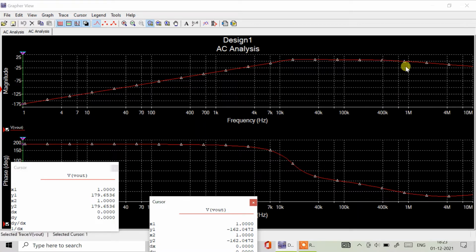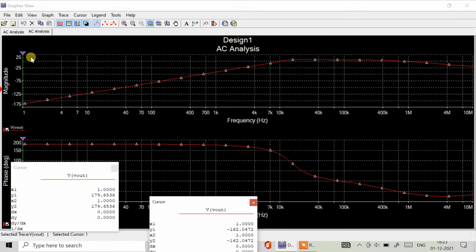And this particular thing is happening due to the op-amp. So op-amp is having some capacitance also. Due to this it is going to fall. If in your circuit you don't have op-amp, then it will remain constant. So this is the maximum gain.